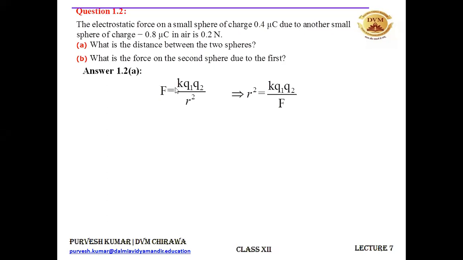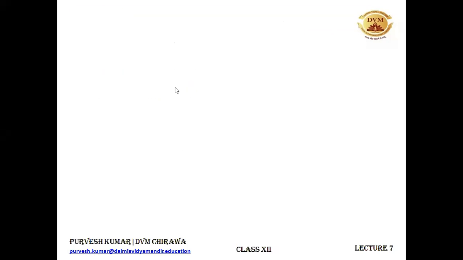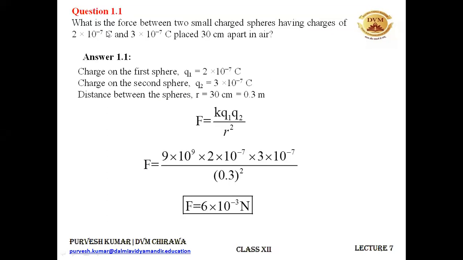Going back to problem number 1. See, two charges are separated by 30 centimeters. By Coulomb's law, F = K Q1 Q2 / r². K is a constant. The value of K is 9 × 10^9 for charges placed in air or vacuum. We know this. So in place of K, I have written 9 × 10^9.